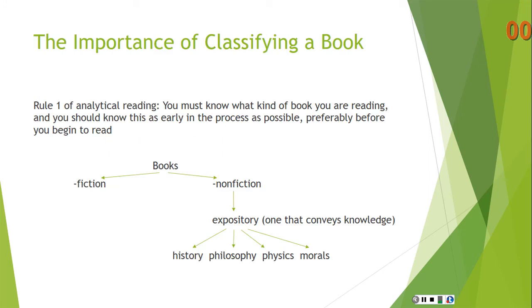Here's rule 1 of analytical reading. In chapter 6 we get to the stage of reading called analytical reading. You've done your preliminary reading, kind of scanning through the book. Now you're really getting down to the details. So you must know what sort of book you're reading, and you should probably know this as early in the process as possible, preferably before you begin, because different sorts of books have different aims and should be read in different ways.